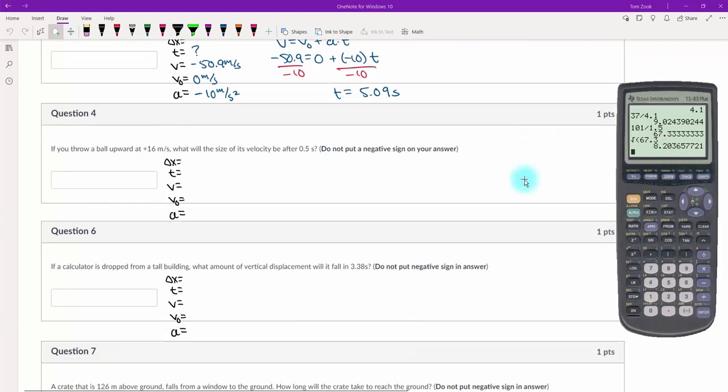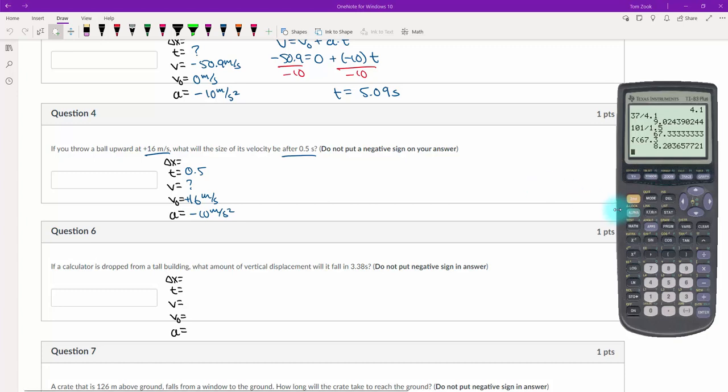Okay, next problem. It says if you throw a ball upward at 16 meters per second, what will be the size of its velocity after 0.5 seconds? Sometimes people get mixed up on this. They think that's the final velocity, but it's the velocity it has as it enters the air and becomes in free fall. So we're saying that's the initial velocity, and we want to know what's happening after 0.5 seconds. So the 16 is our initial, and it's positive because it's going upward, against gravity. So negative 10 meters per second squared is our acceleration. We've got a time of 0.5, and we want to know what the velocity is going to be.